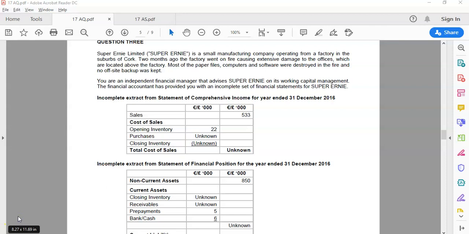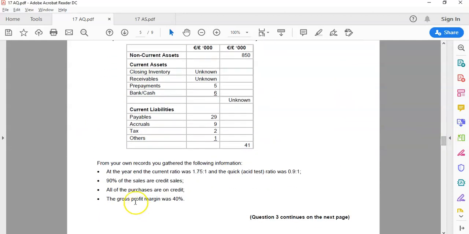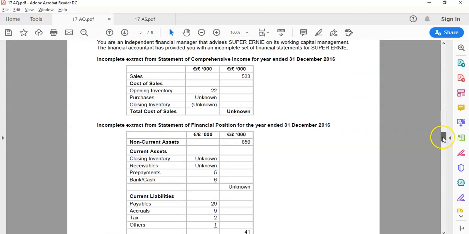Super Early is a manufacturing company. 2 months ago, the factory went on fire, causing damage, and most of the files were lost. But essentially what they're given here is an incomplete set of financial statements. So you see a lot of the unknowns. But you're also given some other information, some key ratios, the current ratio, the quick ratio, and you're told the gross profit margin as well. And essentially what you're trying to figure out is, can we work back and figure out the unknowns?